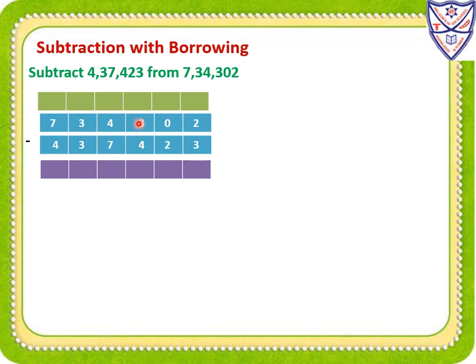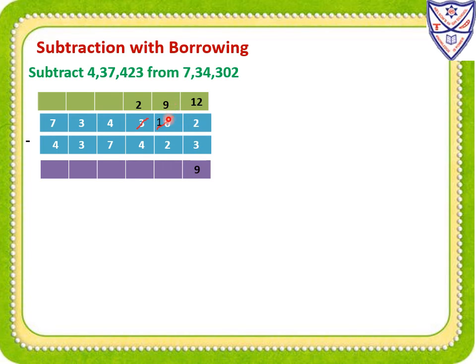Now in the hundreds place, which digit is there? Yes, 3. So from 3 we can borrow. So this 3 will become 2, and 1 is borrowed. So above 3 we will write 2, and 1 will go to this 0. So this 0 will become 10. Now from this 10 we will borrow 1. So this 10 will become 9 and that 1 will come to this 2. So it will become 12. So now 12 minus 3 we can subtract. Yes, 12 is greater than 3, right? So 12 minus 3 we will get 9.